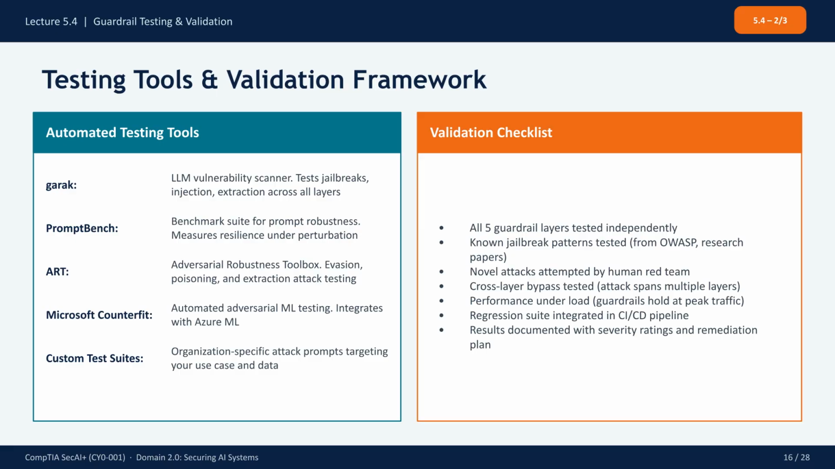On the left, you see the key automated testing tools. RBAC is an LLM vulnerability scanner that tests jailbreaks, injection, and extraction across all guardrail layers. PromptBench is a benchmark suite that measures prompt robustness under various perturbations. ART, the Adversarial Robustness Toolbox, covers evasion, poisoning, and extraction attacks. Microsoft Counterfeit provides automated adversarial ML testing integrated with Azure. And you should always supplement these with custom test suites that target your specific use case and data.